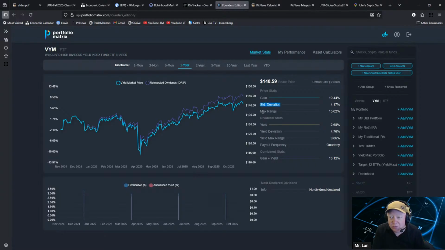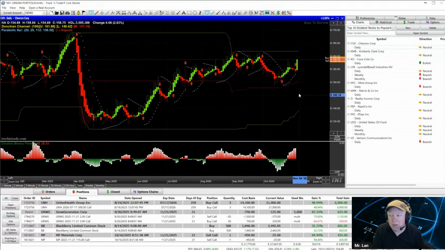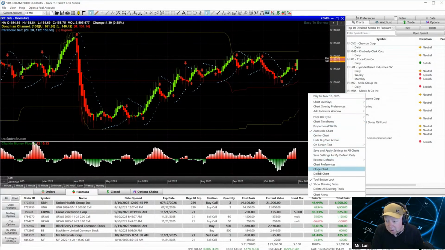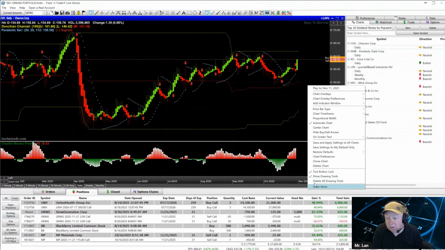Now, what are these other numbers in here? Standard deviation, max range, yield deviation, max range. It's when you have a price. Let me show you what the deviations are. Let's come over to our trading platform. And I'm going to delete all the drawings. Oops, that was an accident. I didn't mean to close the program. I meant to remove all the drawings, delete all the drawings.